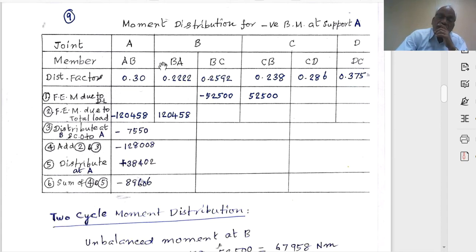there are two moments. One is in BA, the other one is in BC. There is a column B, B1 above, B, B2 below. They are not having any moments. Therefore, we need not bother about the moment in column B, B1 or B, B2. Right. There is no fixed end moment. Right. So, the moments are 120,458 minus 52,500. So, this value is to be 0 actually.